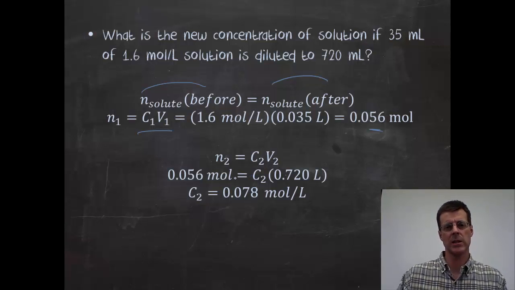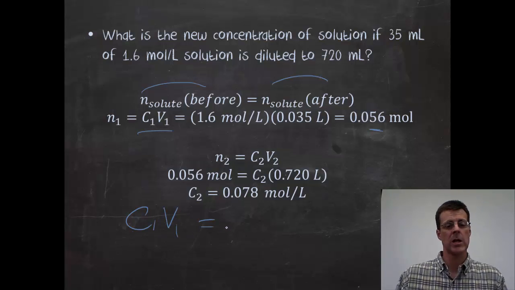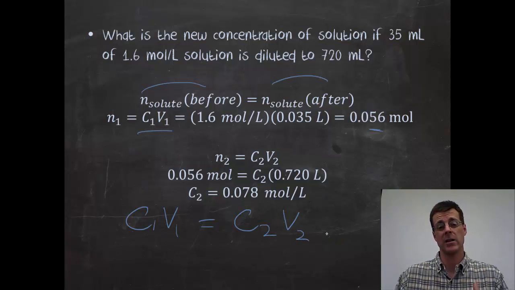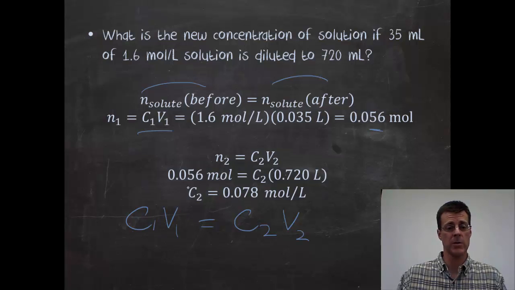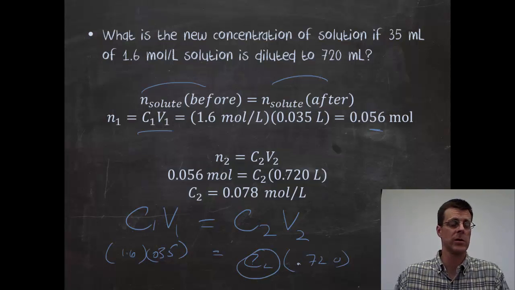We can do that in a slightly different way. I could say that the concentration before times the volume before, which gives me a number of moles, is equal to the concentration after times the volume after. And then I can actually solve this without going through two steps. I've got 35 milliliters, 0.035 times 1.6, and that equals, I don't know, so I'm going to leave that as C2, times 0.72. And I can just solve for the second molarity, second molar concentration.